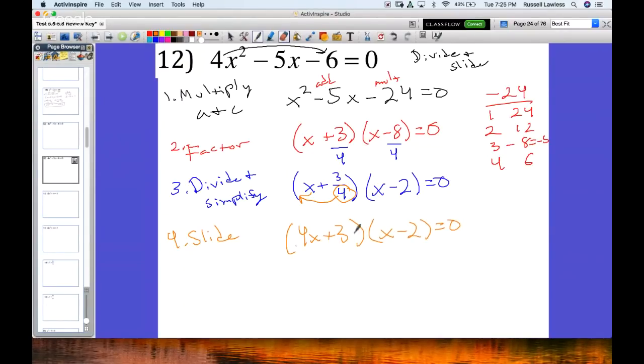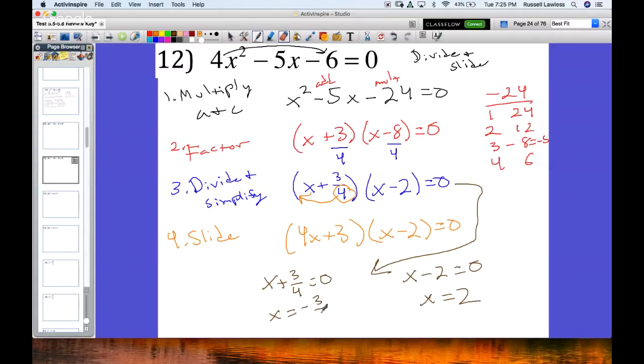Now, this is if we were factoring. I want to let you notice something. For doing the divide and slide method, I could have stopped right here and done x plus 3/4 is equal to 0 and x minus 2 is equal to 0. If I do that, x is equal to 2 and then x is equal to negative 3/4. So that's like a quick route for us to do that.